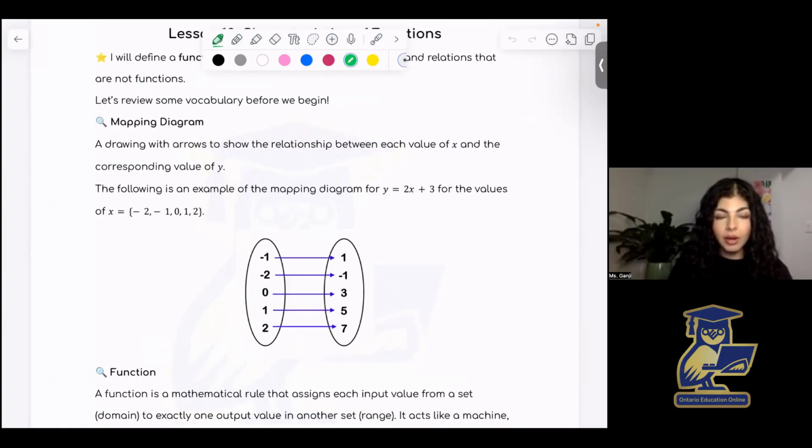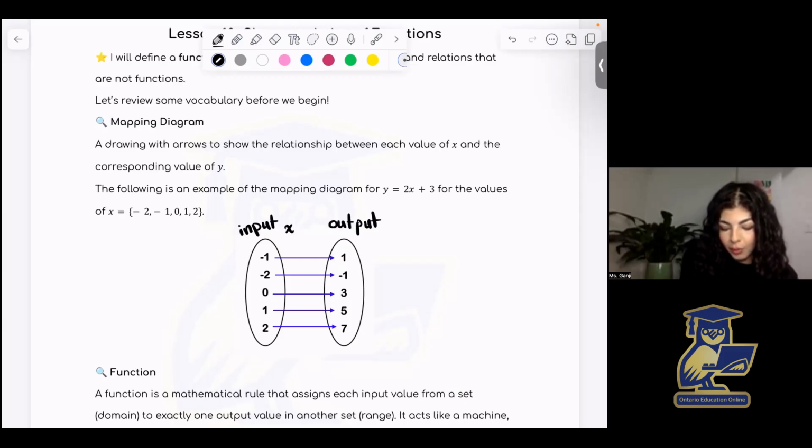So first, we have a mapping diagram. A mapping diagram pretty much maps our input values to our output values. So it shows a relation between the x and the y, or again, the input and the output values, which don't necessarily have to be x and y, they could be different variables. And it shows it through a diagram such as this, where here we have our input, or x, and our output is on the other side, or y.